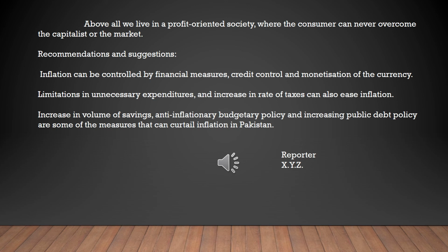Then comes the subheading of recommendations and suggestions. Inflation can be controlled by financial measures, credit control, and monetization of the currency. Limitations in unnecessary expenditures and increase in rate of taxes can also ease inflation. Increase in volume of savings, anti-inflationary budgetary policy, and increasing public debt policy are some of the measures that can curtail inflation in Pakistan. Then comes reporter, and at the end we sign it with x.y.c and a full stop.